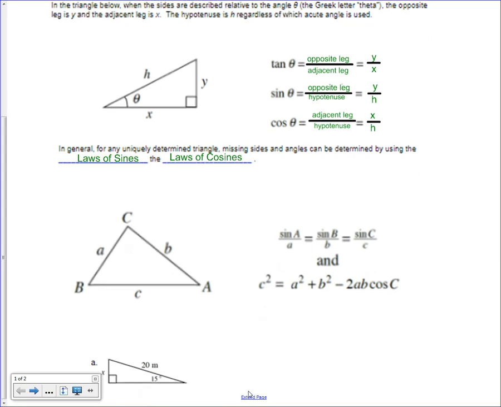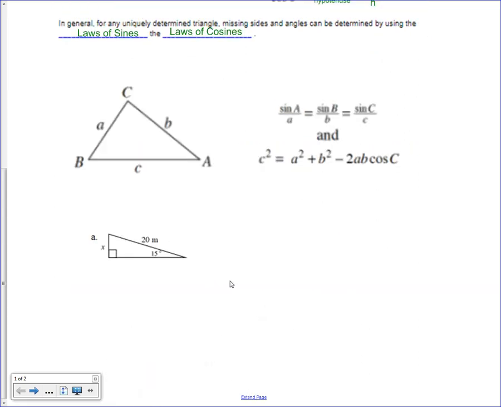Okay, so let's do an example together. It's actually one of your homework problems. Say that we were trying to figure out the missing side. We know that the angle is 15 degrees. We know that we have the opposite side and we have the hypotenuse. So we want opposite over hypotenuse.